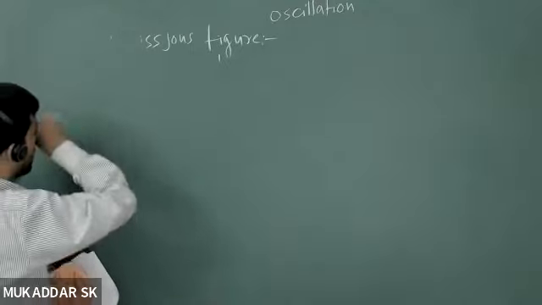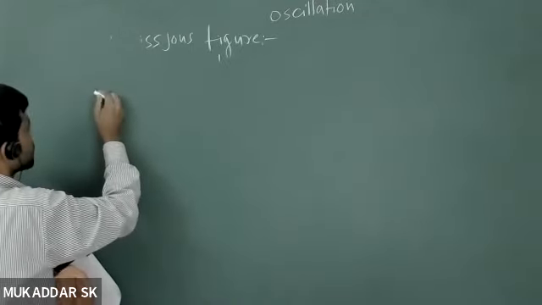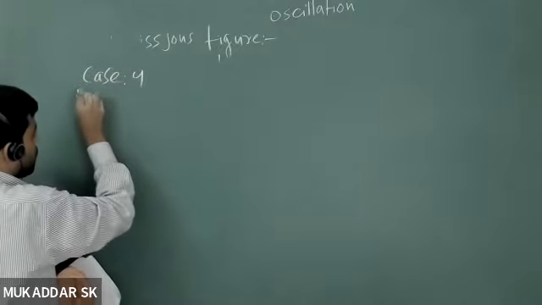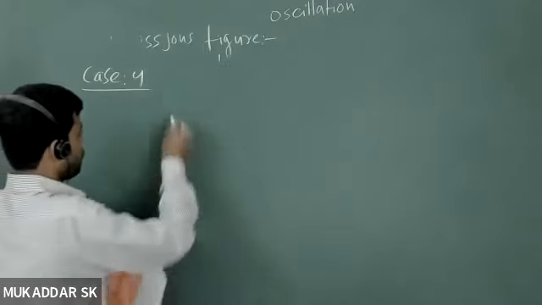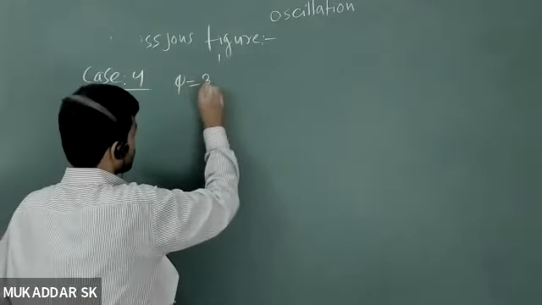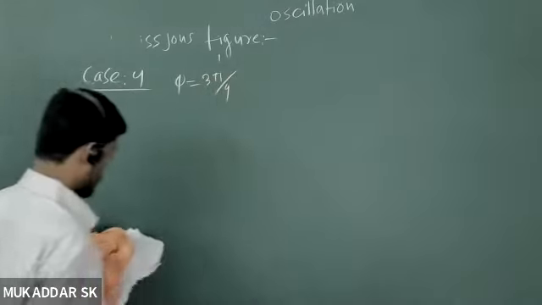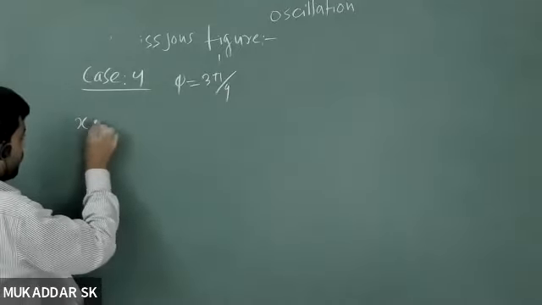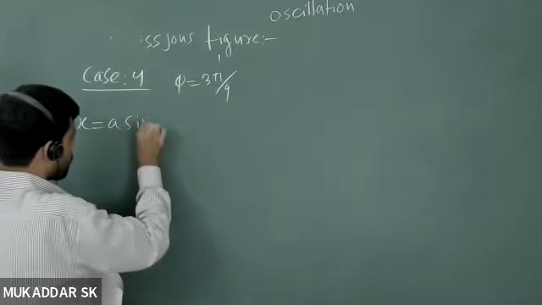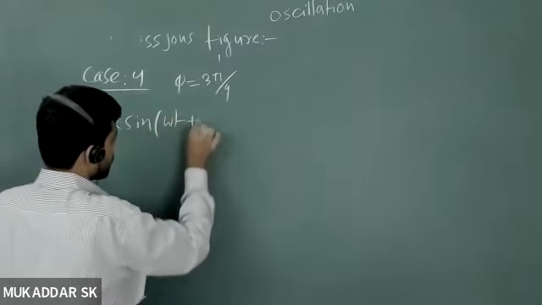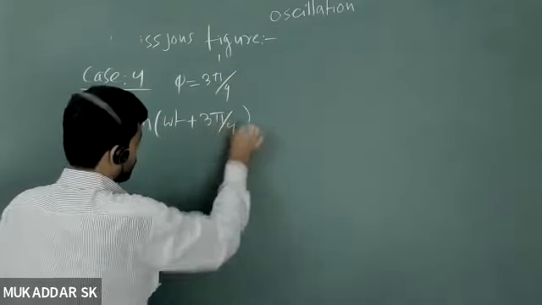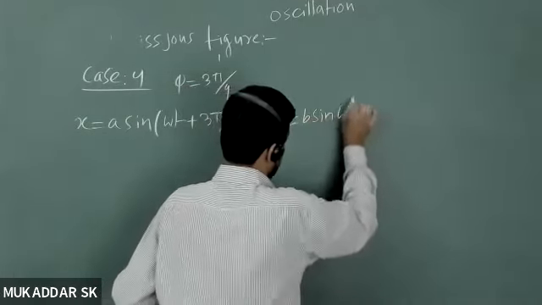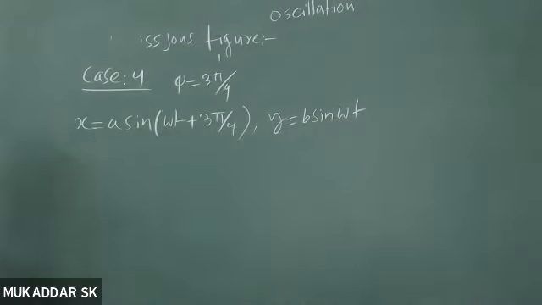Okay, now case number 3 we have discussed, right? Case number 4 we are going to discuss. Now, if the phase equals 3 pi by 4, you will have that X will be A sine of (omega t plus 3 pi by 4), and Y is B sine of omega t. This is your Y.